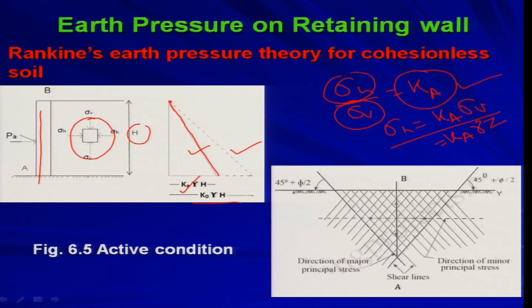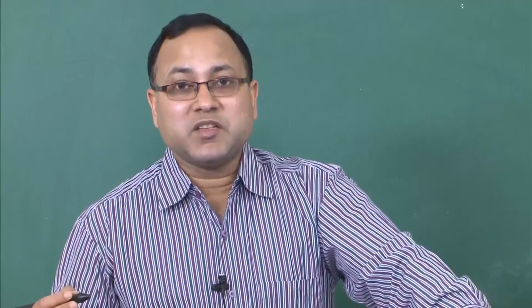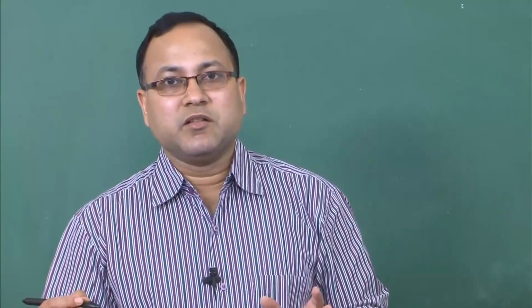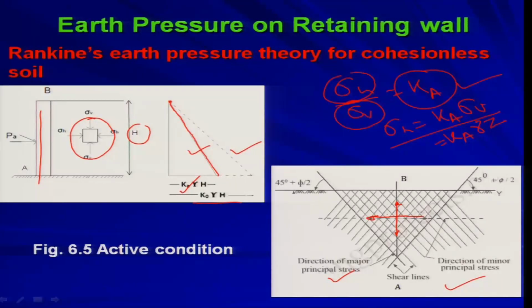Now, in this figure if you look at, in case of active state, what is the direction of the major principal stress? The direction of the major principal stress is vertical. So, this is the direction of the major principal stress, right. Therefore, what will be the direction of minor principal stress? That will be just 90 degrees from the major principal stress direction, so that will simply be horizontal. This is your minor principal stress direction.